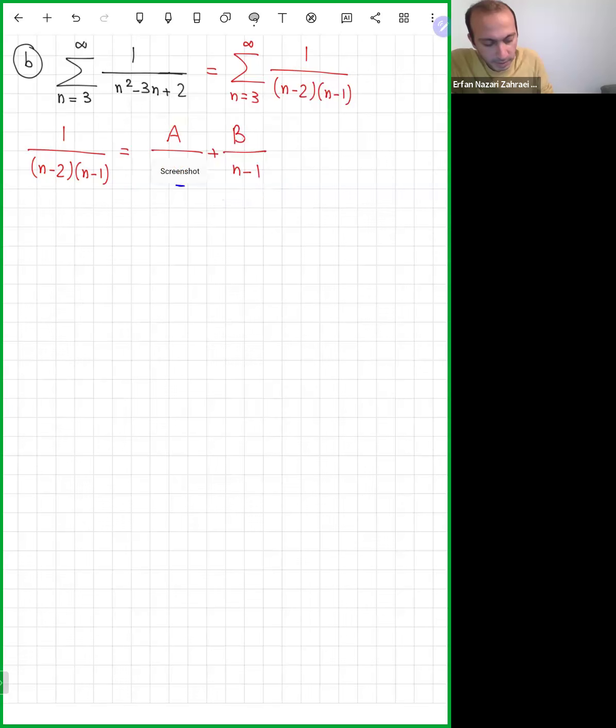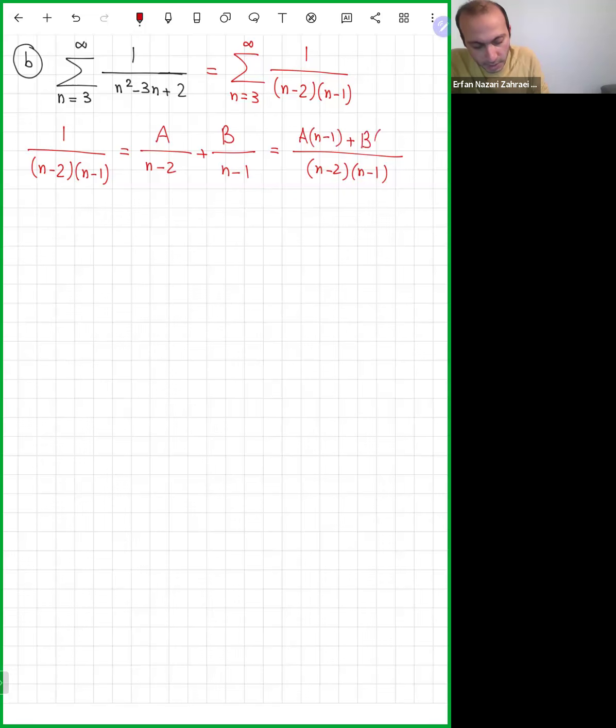Okay, let me first combine these two into one fraction. I get over n minus 2 times n minus 1, A times n minus 1 plus B times n minus 2. Since this equals this, the denominators are the same, so the tops should be the same. So 1 equals A times n minus 1 plus B times n minus 2.